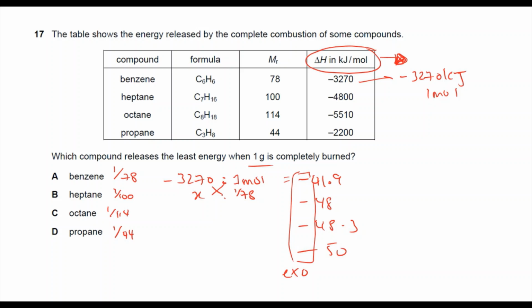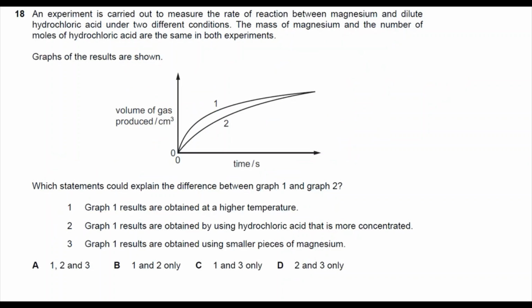Okay, so you might think that this is a smaller value, that minus 50 is smaller than minus 41.9. No, this negative is not the mathematical negative. This negative is just signifying that the reaction is exothermic. So the answer will be A, because they were talking about the least amount of energy. So it's A. Next question.